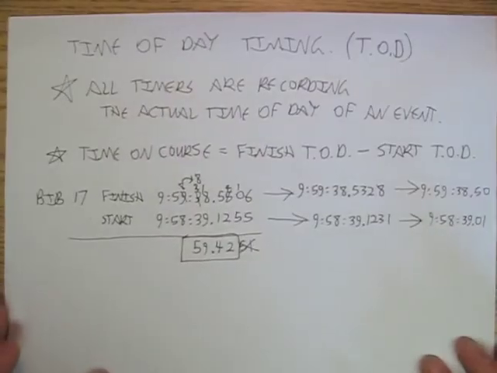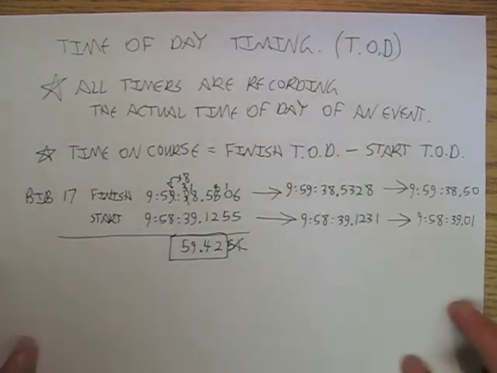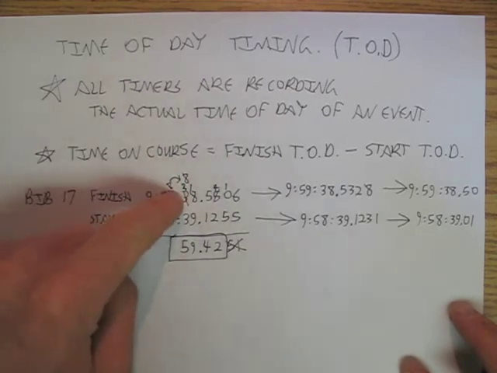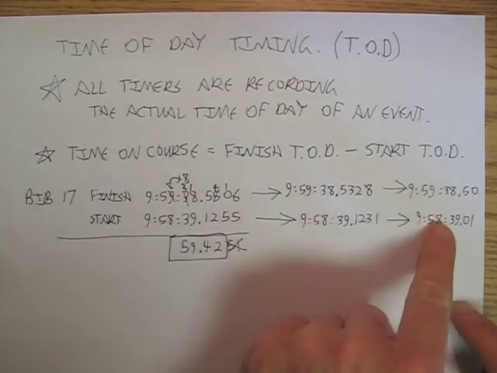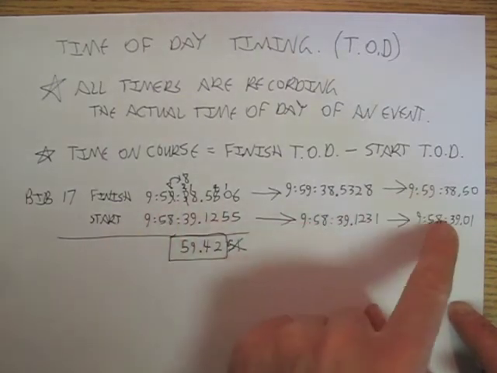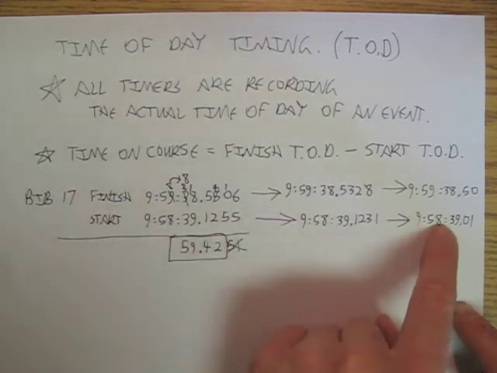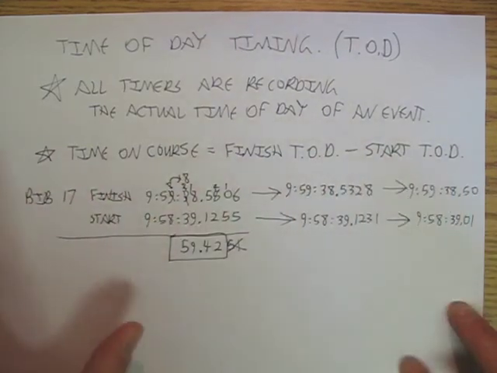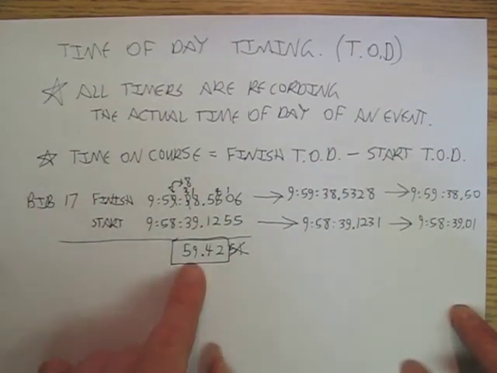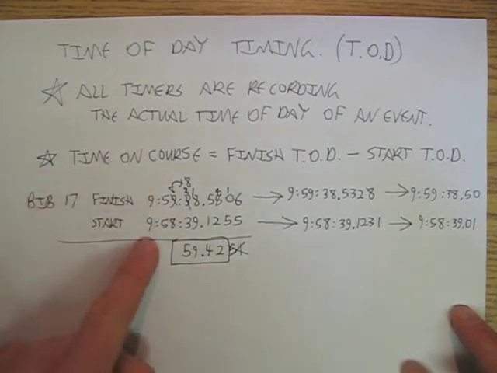So that is time of day timing. You can really help yourself by making sure that your primary system, your secondary system, and your hand timing or tertiary system are all reading time of day, because then you can match up those times straight across and everything matches up if you're doing it correctly. And then to get the time on course, you take the finish time of day minus the start time of day.